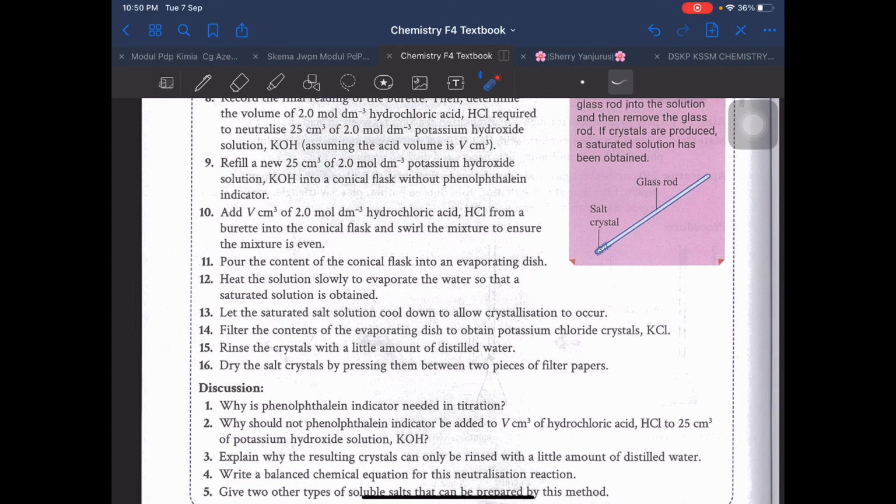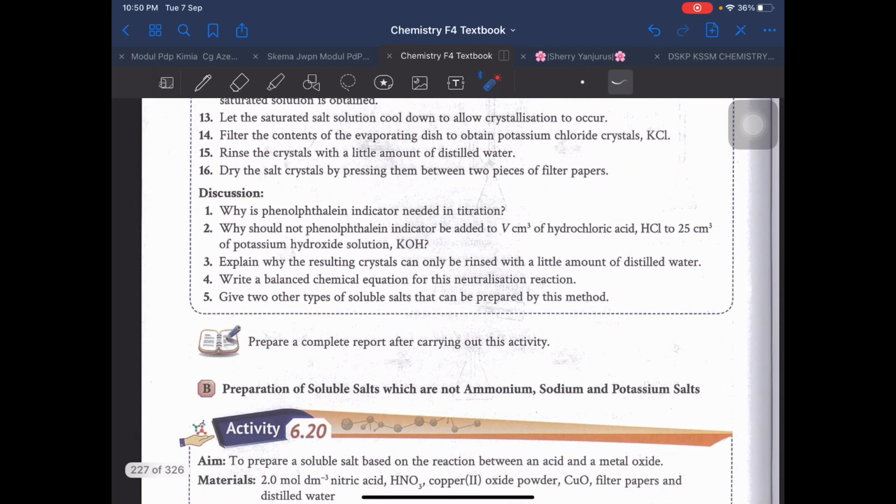Okay, then what you need to do next? Rinse the crystal. Bilaskan dia with a little amount of distilled water. Bilas dulu. Dry the crystal by pressing them between two pieces of filter paper. You have to dry it. Alright? Okay, so that's how you do the experiment.